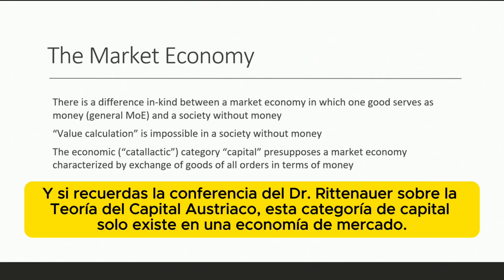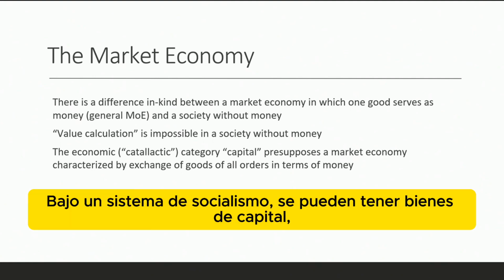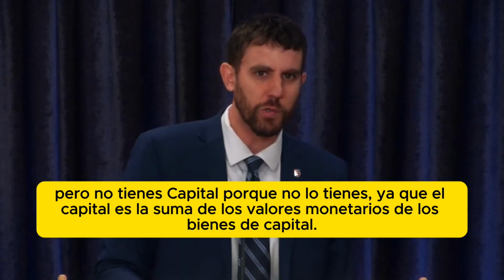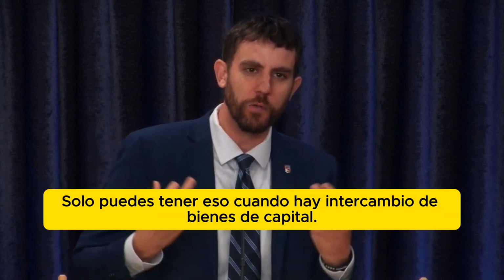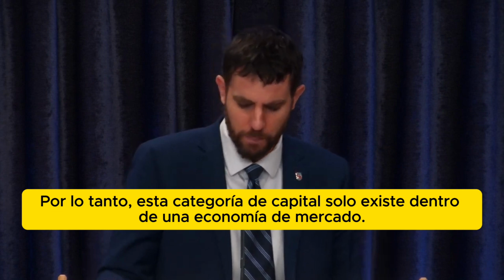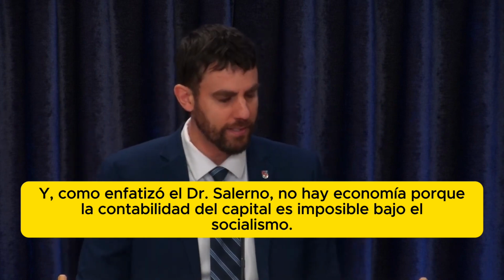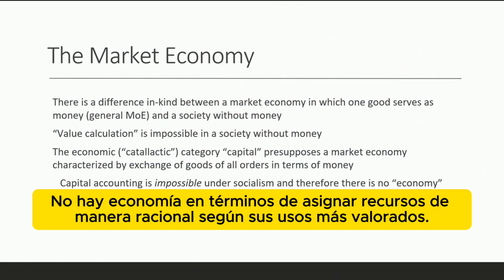And if you recall from Dr. Rittenauer's lecture on Austrian capital theory, this category of capital only exists in a market economy. I mean, you can have, in a socialist economy, or I guess I shouldn't call it a socialist society, there's no economizing, right? Under a system of socialism, you can have capital goods, but you don't have capital, because capital is that sum of the monetary values of capital goods. You can only have that when there's exchange of capital goods. So this category of capital only exists within a market economy. And as Dr. Salerno emphasized, there's no economy because capital accounting is impossible under socialism. There's no economy in terms of rationally allocating resources according to their most highly valued uses.